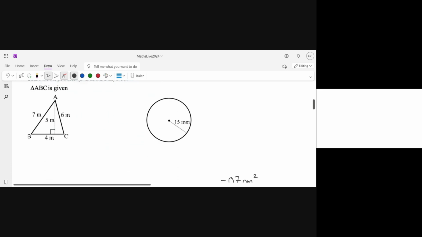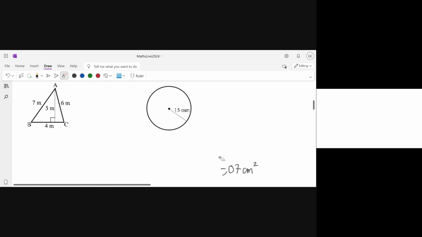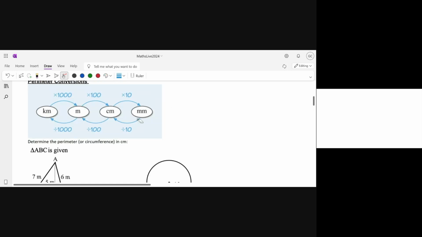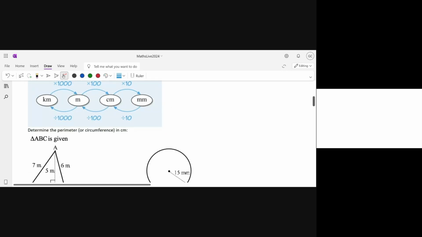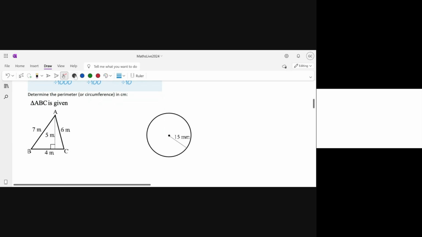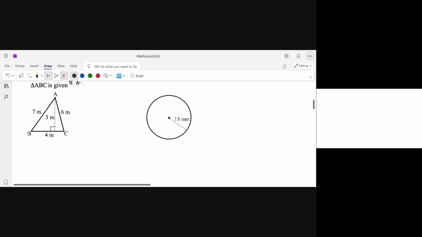Here's the next question for you guys. Now the problem with this question is that it's super easy. So I'm not really going to play around with this particular question. I'm going to give it to you guys to do. Now this question says, determine the perimeter or circumference in centimeters of each of these shapes. But because I know that this is too easy a question, I'm going to add in here the perimeter and the area of these two shapes. So I'm going to give you guys 5 minutes to find me the perimeter and the area of each of these shapes.